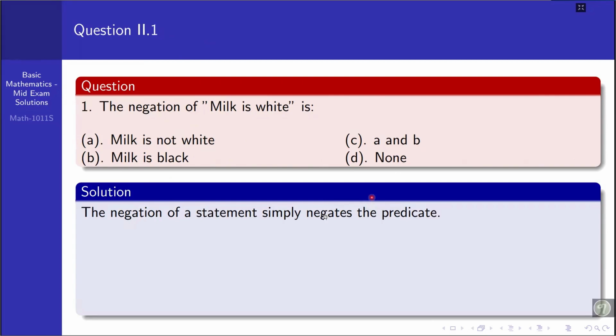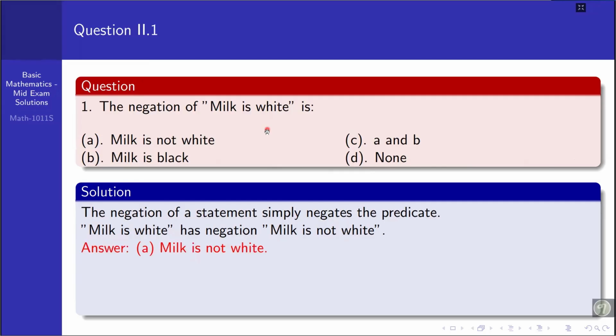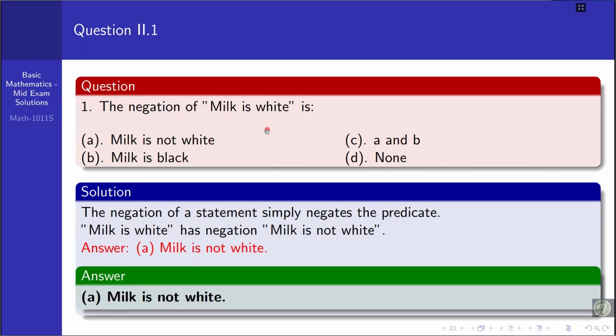We know that the negation of a statement is obtained by negating the predicate, or simply the given statement itself. So "milk is white" has a negation, the opposite, or simply the negative of "milk is white", which could be just "milk is not white". Therefore, the correct alternative for this question is A, which is milk is not white.